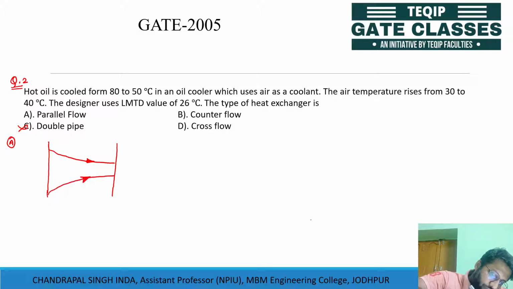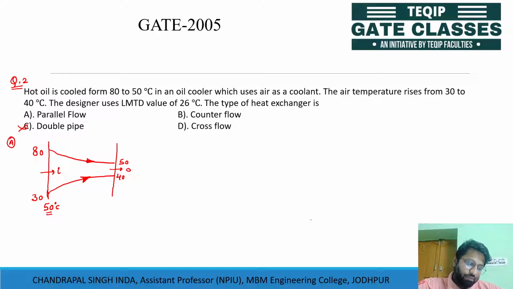The hot fluid temperature decreases from 80 to 50 degrees centigrade, and there is a rise in the air temperature from 30 to 40 degrees centigrade. So this is the inlet and this is the outlet section. At the inlet, the temperature difference is 50 degrees centigrade, and at the outlet section there is a temperature difference of 10 degrees centigrade.